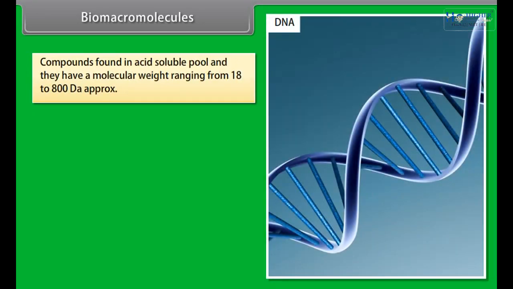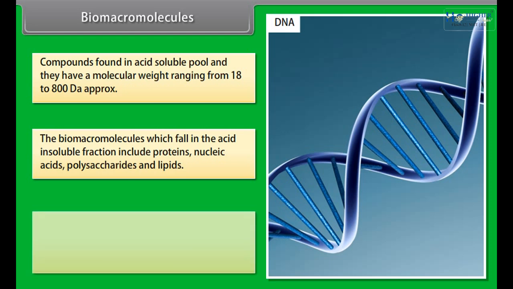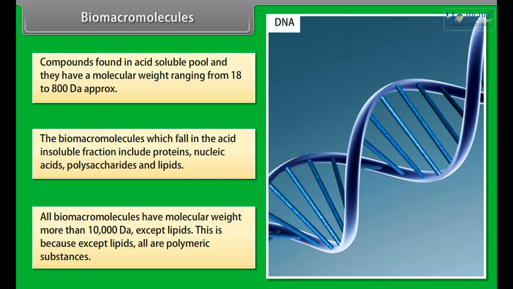Biomacromolecules. Compounds found in the acid-soluble pool have a molecular weight ranging from 18 to 800 Dalton approximately. The biomacromolecules which fall in the acid-insoluble fraction include proteins, nucleic acids, polysaccharides, and lipids. All biomacromolecules have molecular weight more than 10,000 Da except lipids. This is because, except lipids, all are polymeric substances.